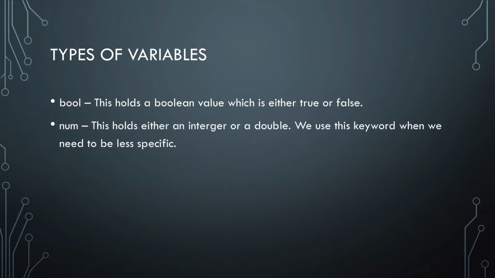Bool. This holds a Boolean value which is either true or false. Num. This holds either an integer or a double. We use this keyword when we need to be less specific.